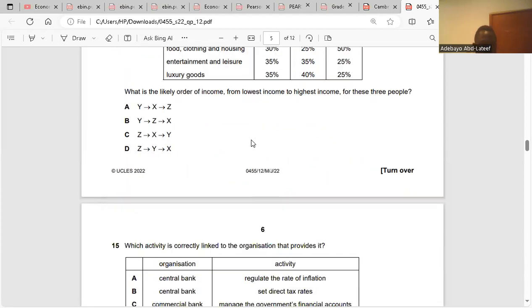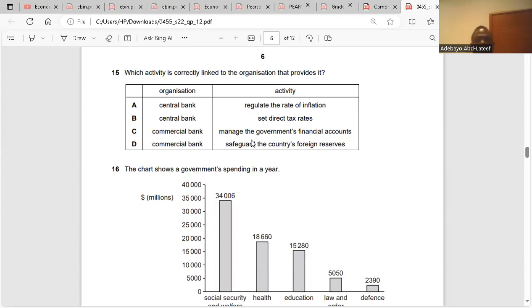Question 15. Which activity is correctly linked to the organization that provides it? Central bank regulates the rate of inflation through monetary policy, that's the reduction or increase in interest rate. Central bank does not set taxes. It's the government. Commercial banks do not manage the government's financial accounts. Central bank does that. Commercial banks do not safeguard the country's foreign reserve. They safeguard your property, my property, not the government's property. That's done by the central bank. Is it clear? So the answer is 15A.